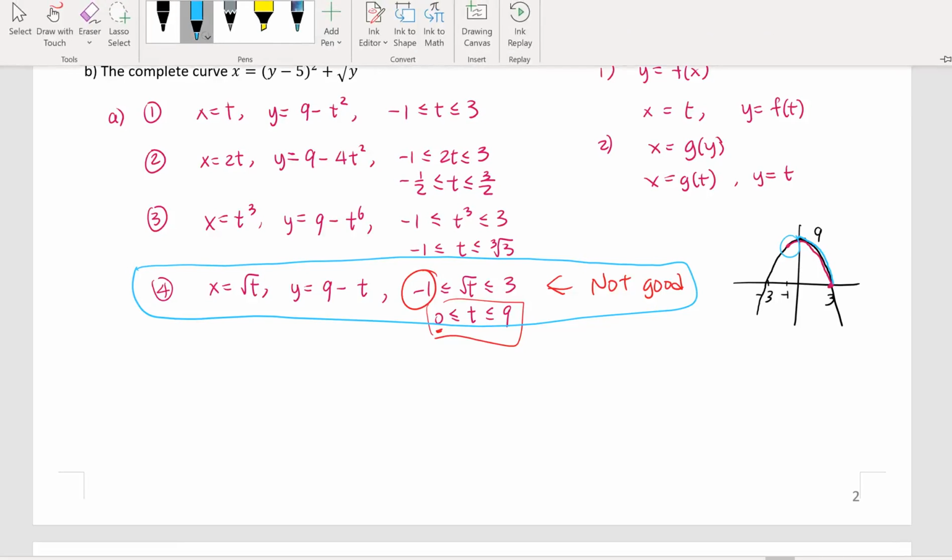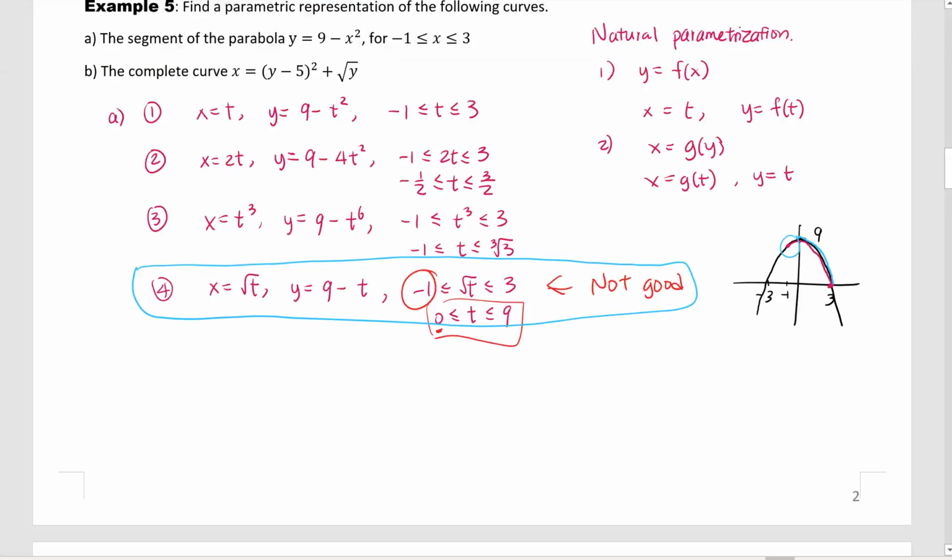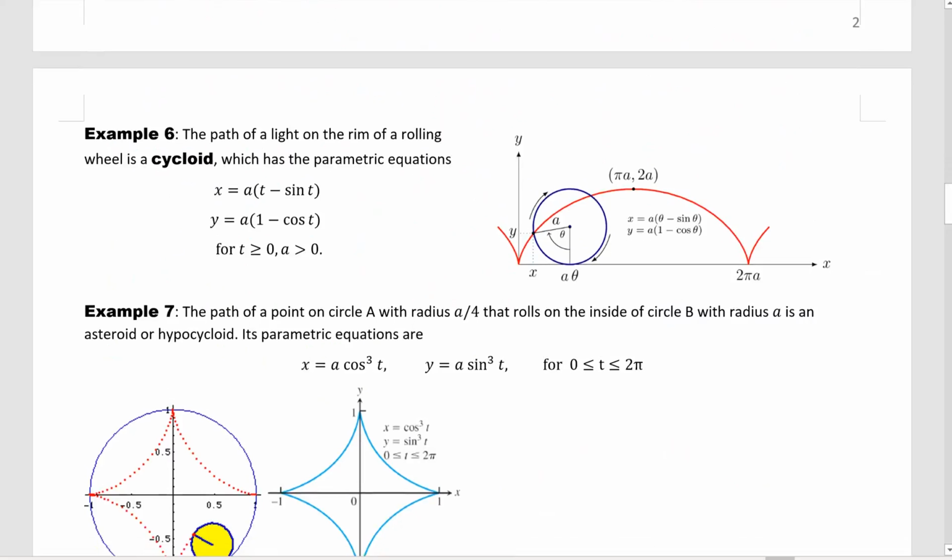Okay, let's continue. Part B, we have x is a function of y. Then we use the natural parametrization. Let y be t, and then x is t minus 5 squared plus square root of t. Because of the square root of y, y has to be greater than or equal to 0, so here t is greater than or equal to 0. So far, so good. This is how, given functions or xy relations, we find the parametrization for them. Okay, let's continue.